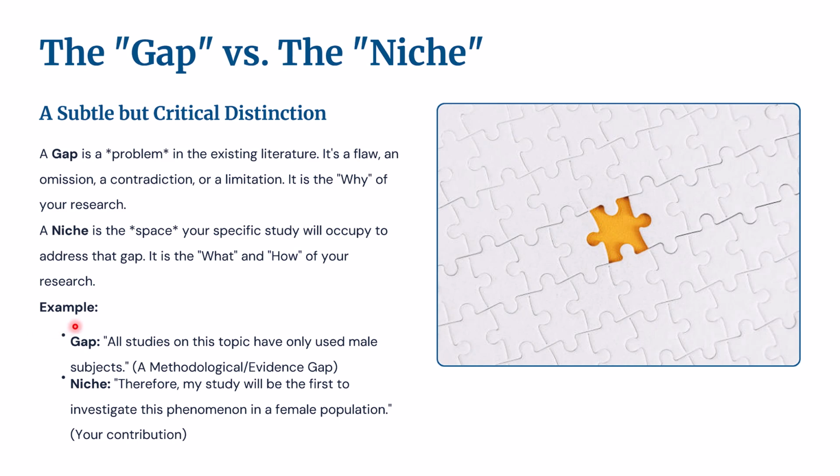Let's look at this example. We have a gap here: all studies on this topic have only used male subjects. That is a methodological or evidence gap. Now the niche here is, therefore, my study will be the first to investigate this phenomenon in a female population. That is your contribution, and that is what we call the niche.